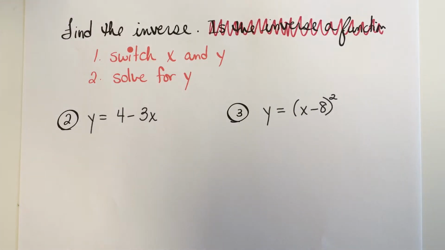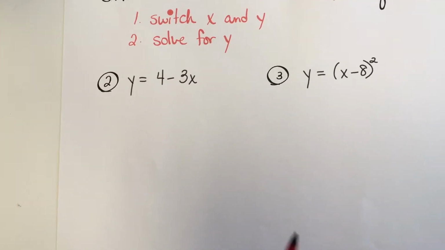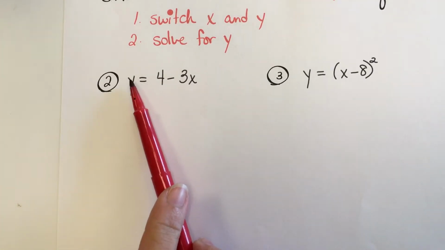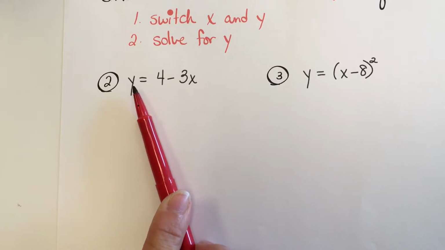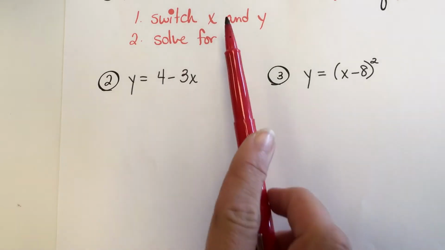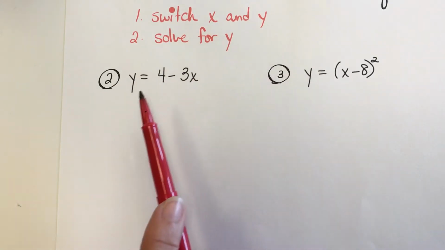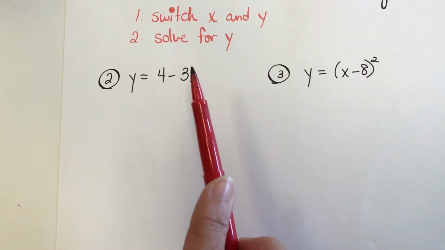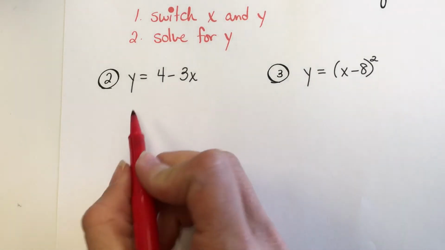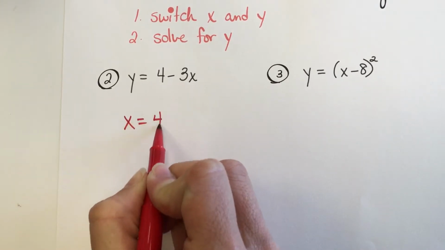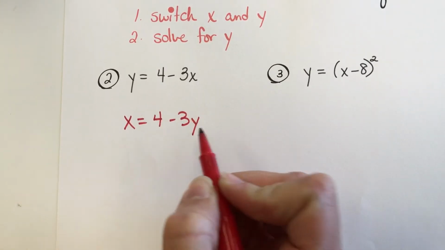You're going to switch X and Y, and then you're going to solve your equation for Y, okay? Now, my first example, of course, this equation's already solved for Y. Most of the time they are, but you're going to start by switching X and Y. So that just means you change this to an X and you change this to a Y. So I would have X is equal to 4 minus 3Y.